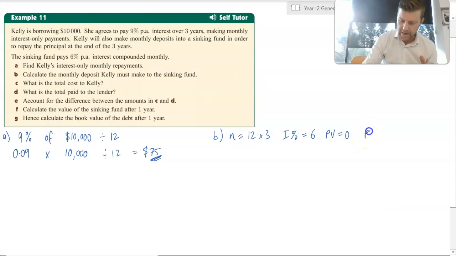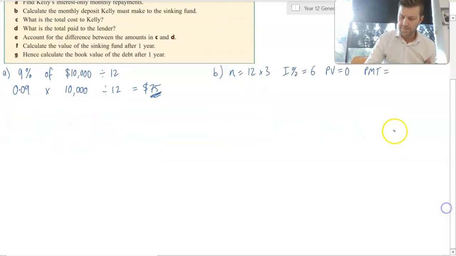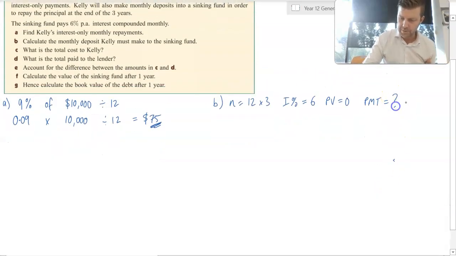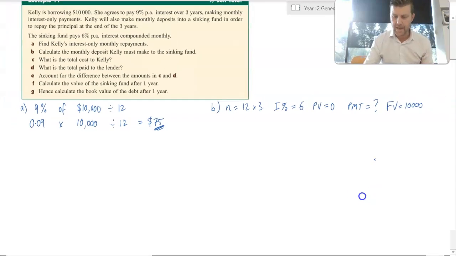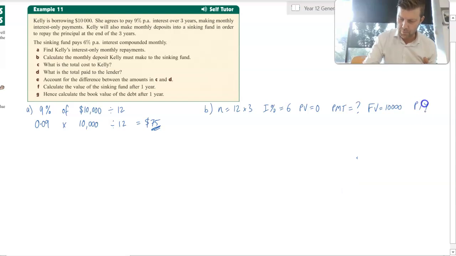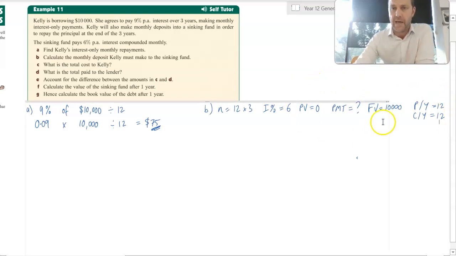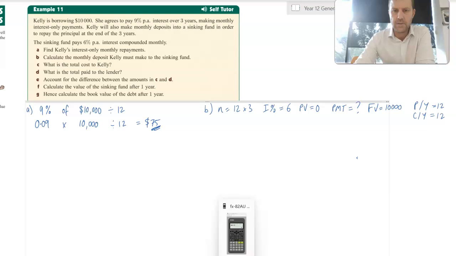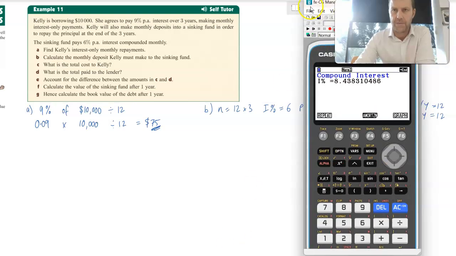PMT, how much is she putting away per month? Well, that's what the question is asking. How much does she have to deposit for that future value to be $10,000? That's what she wants to build it up to be. PY and CY will both be 12, because she's making monthly payments and the interest is being compounded monthly. So she's going to be earning interest in this account, as well as paying interest on the $10,000 she borrowed initially.